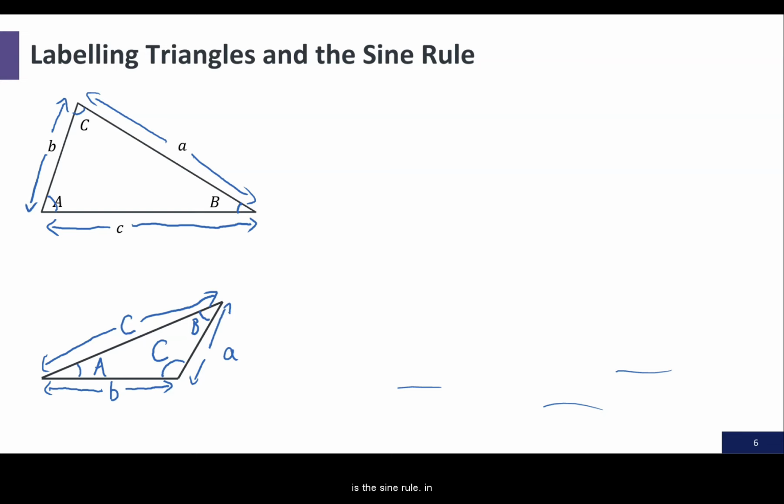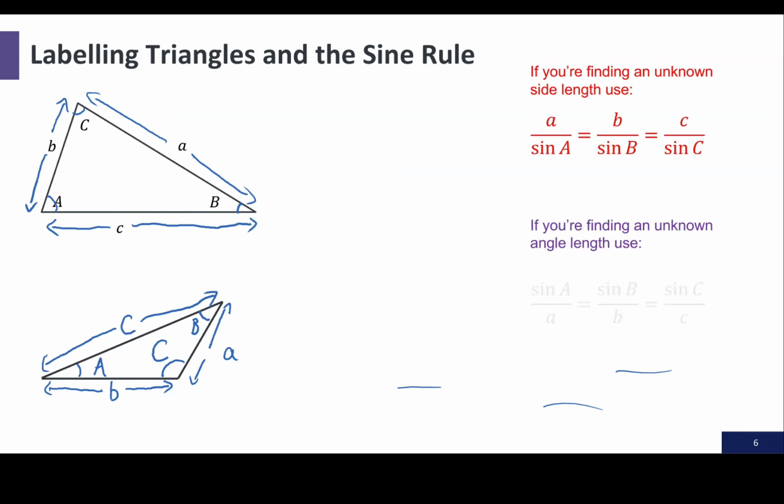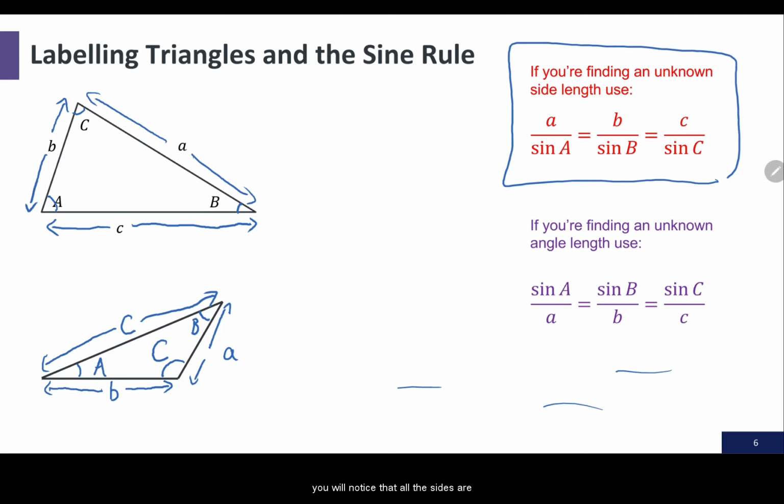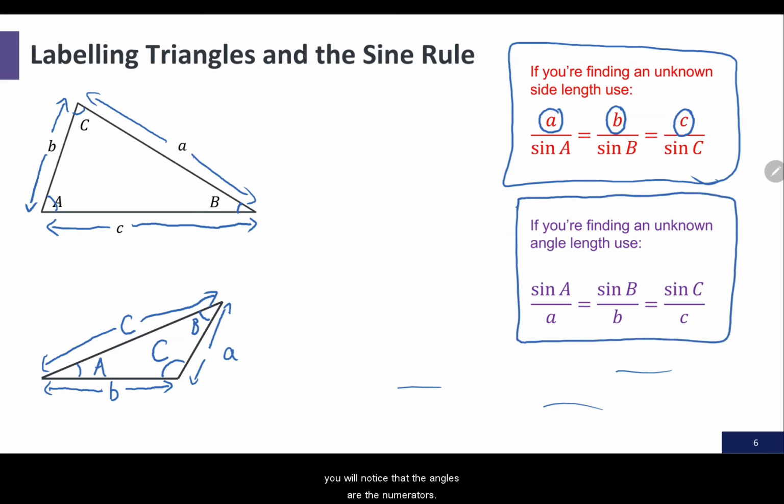Here is the sine rule. In the first formula, you will notice that all the sides are numerators. And in the second formula, you will notice that the angles are the numerators.